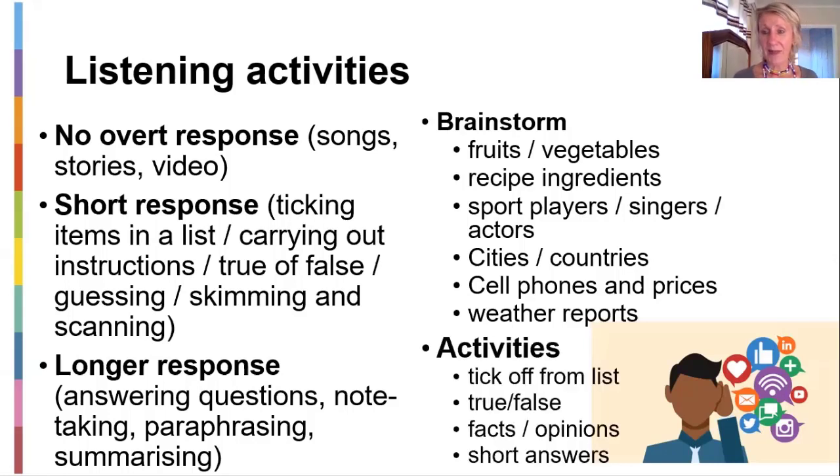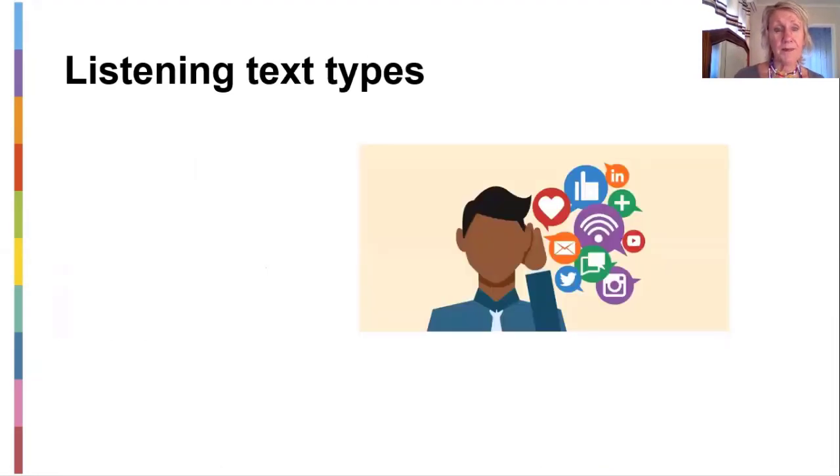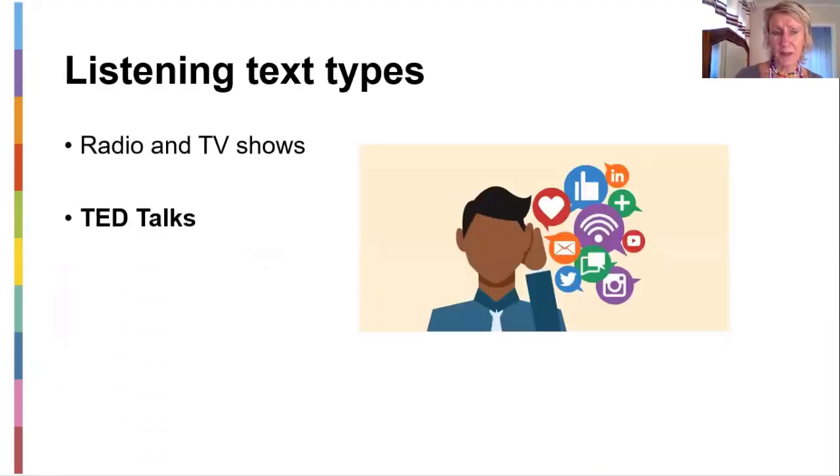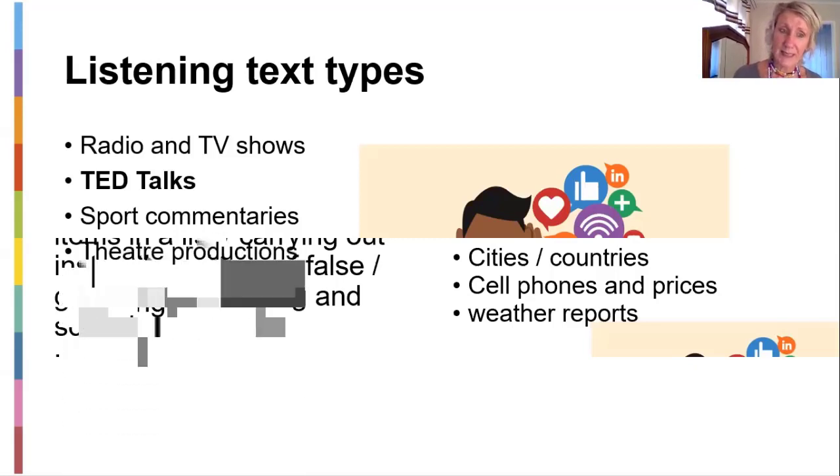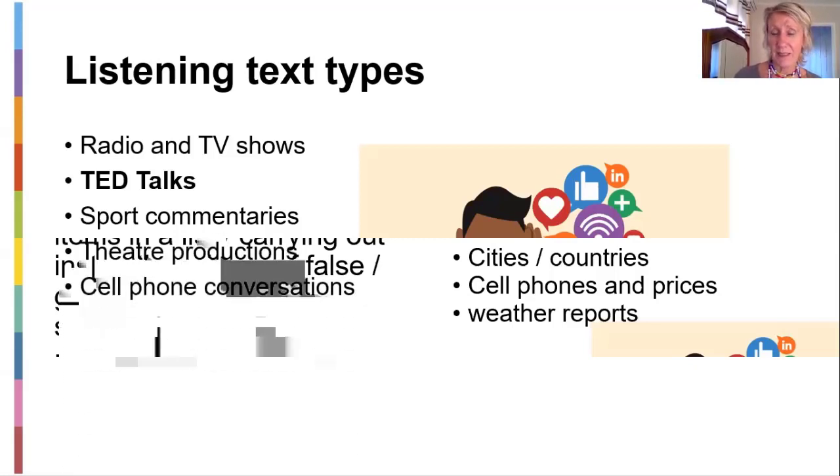And then they would have their activities based on, when they listen to the comprehension, ticking from a list, true, false, fact, opinion, short answers, all those kinds of activities to test their listening. These are different listening text types, all listed in caps. Radio and TV shows, TED Talks, we can look at that now. Sport commentaries, theatre productions, cell phone conversations, interesting.